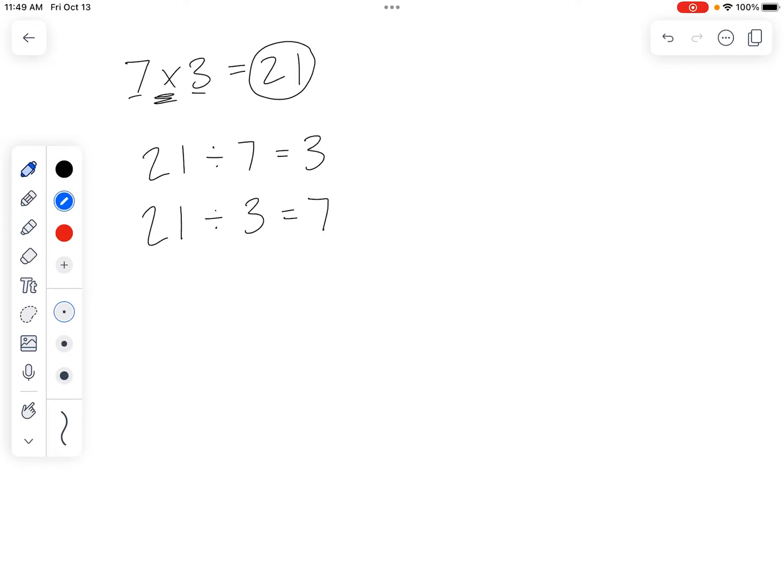If I'm doing 21 divided by 7, what I'm trying to see is how many times this number 7 can fit into 21. So for example, if I'm going to build the number 21 out of groups of 7, how many groups would I need? Let's think about it. Here's one group of 7. 1, 2, 3, 4, 5, 6, 7.